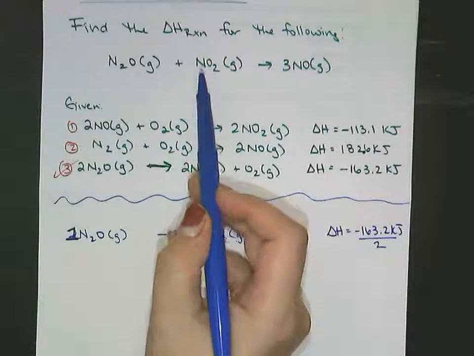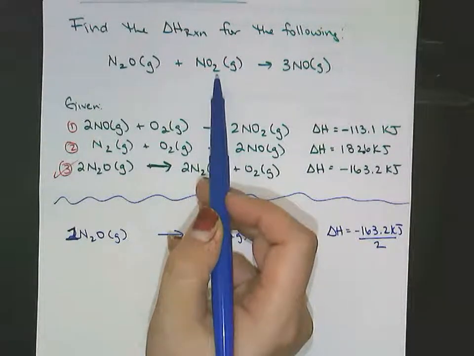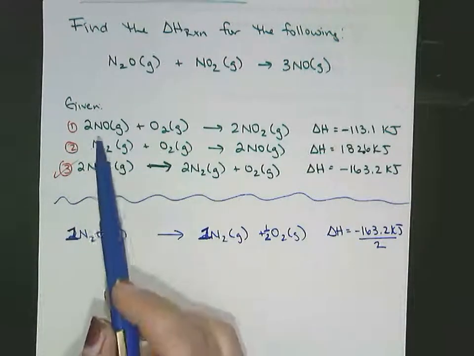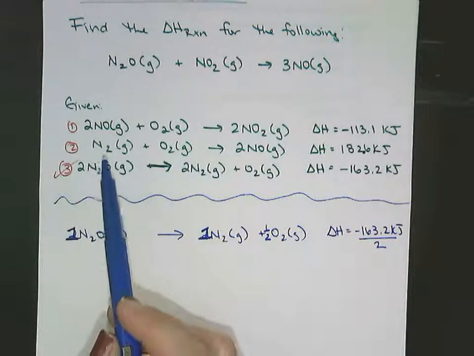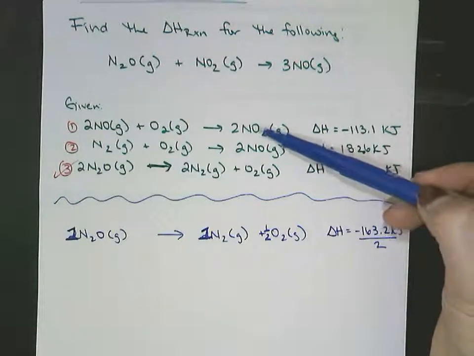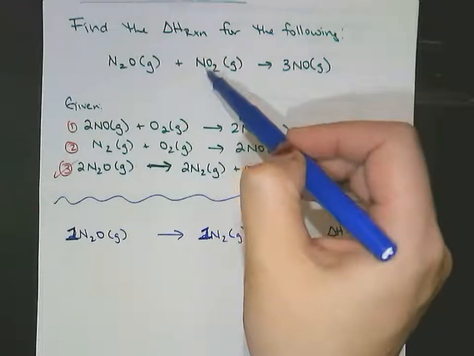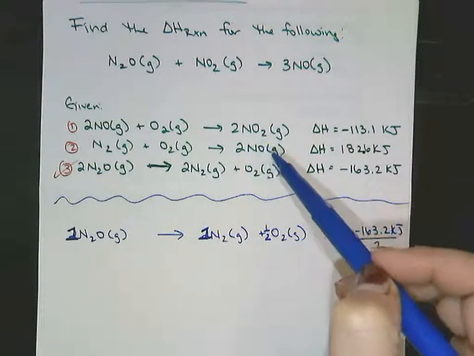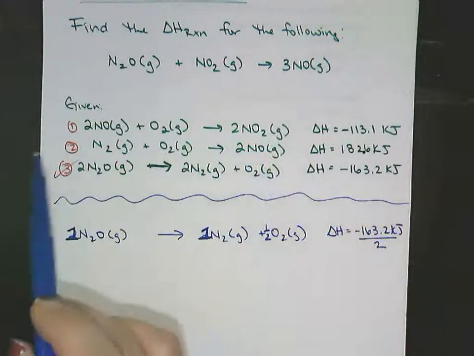This NO2. I want that as a reactant. Do I want to use equation 1 or equation 2? Equation 1, right, because that has NO2 in it. This reaction has it as a reactant. This one has it as a product. Right, so now I need to write it the other direction.